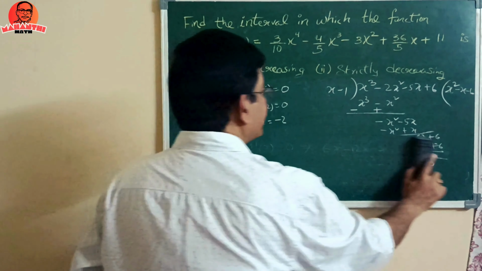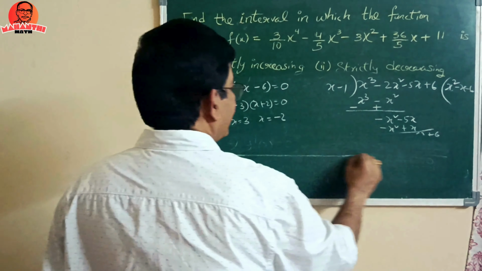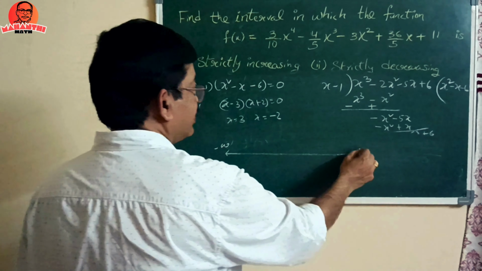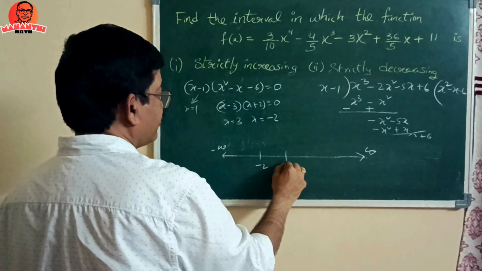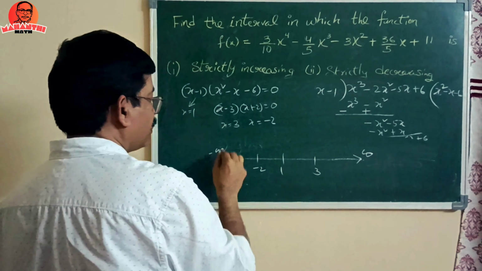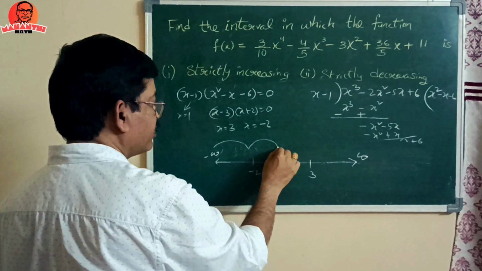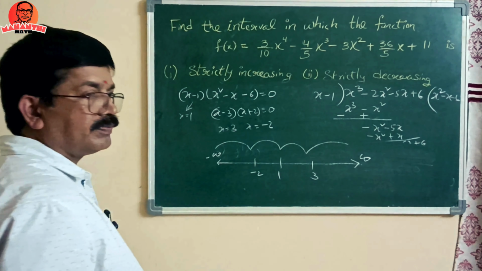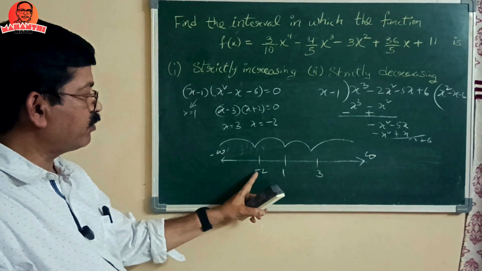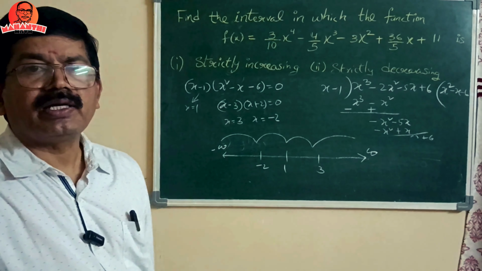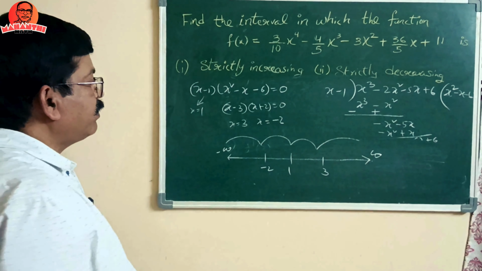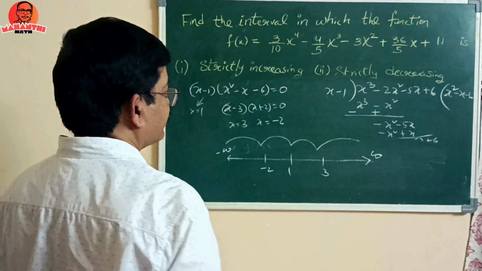What is the next step? Go for the number line. You take the number line, minus infinity, plus infinity. First you write minus 2, next you write 1, next you write 3. Now this number line is divided into 4 intervals. What are the intervals? Minus infinity to minus 2, minus 2 to 1, 1 to 3, 3 to infinity.